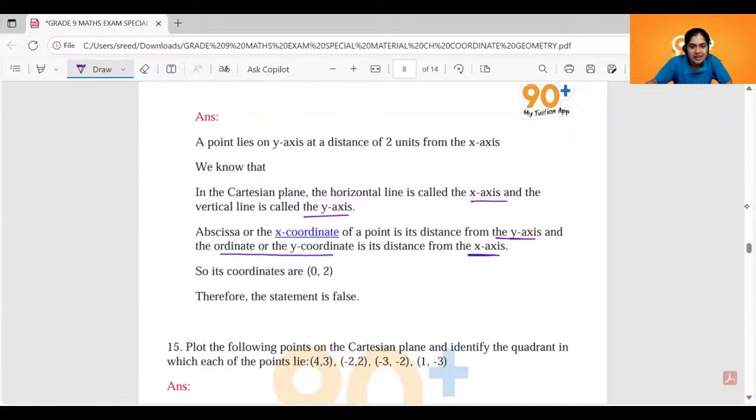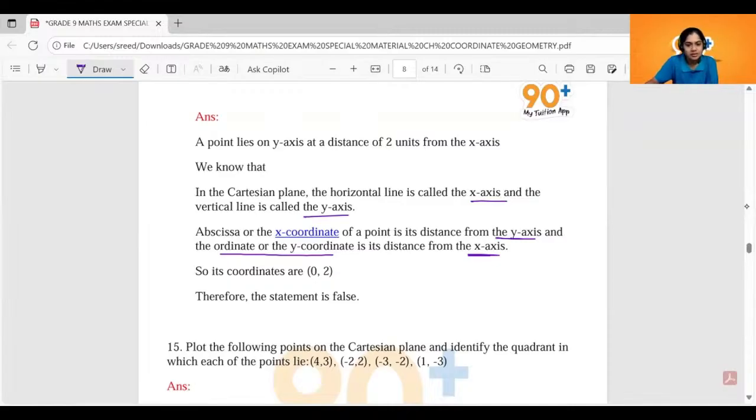So its coordinates are 0, 2, or 0, 2 is a possibility. Since the distance is given to be 2 units, you can have the possibility like 0, minus 2 also. So just keep that in mind. That will be the possibilities that you will be having. Here it's only considering the positive, that's also fine, 0, 2.